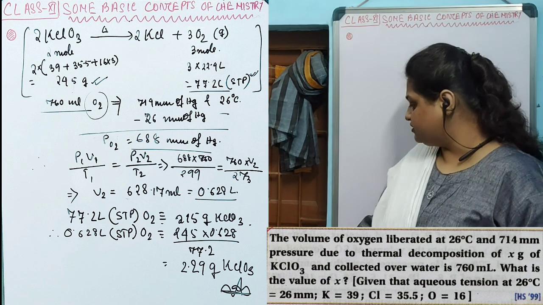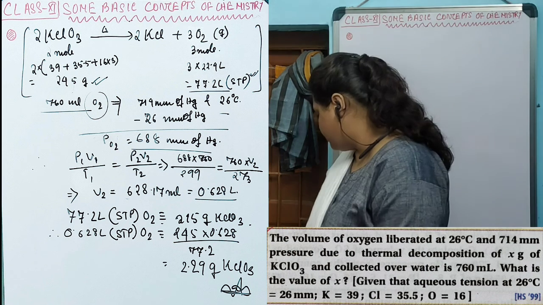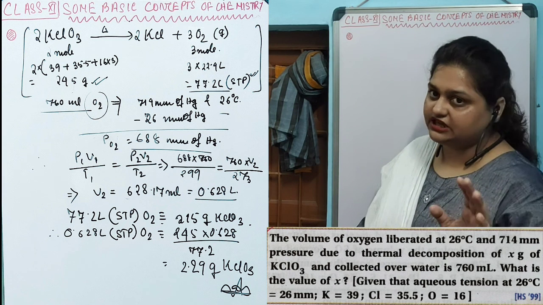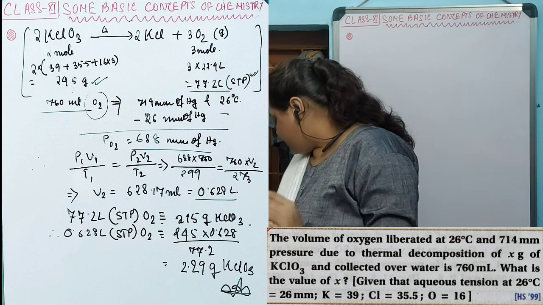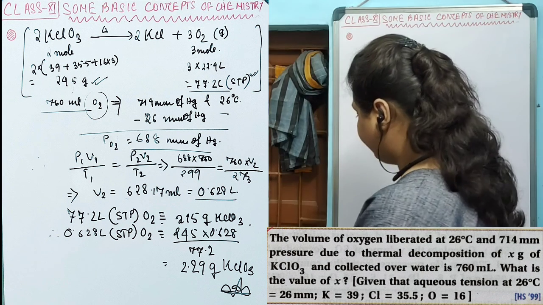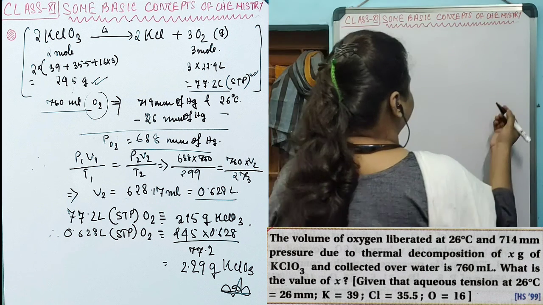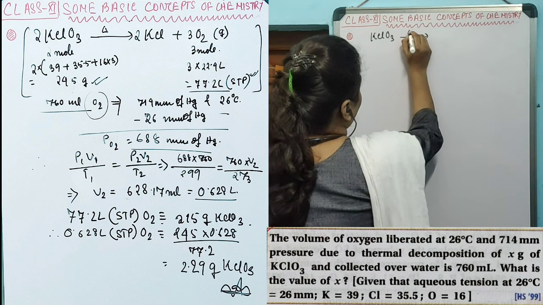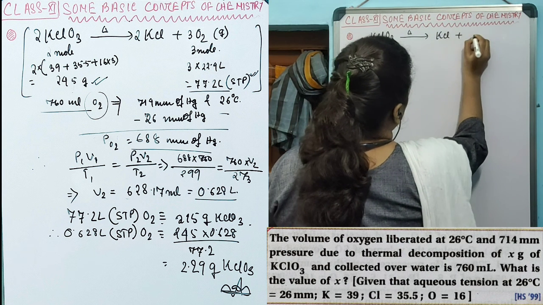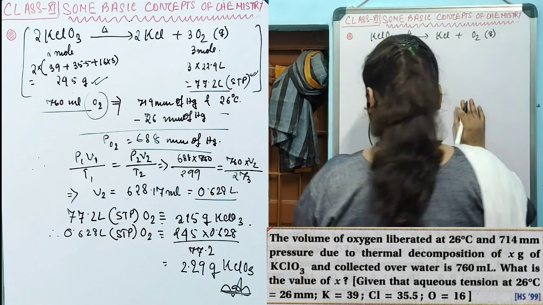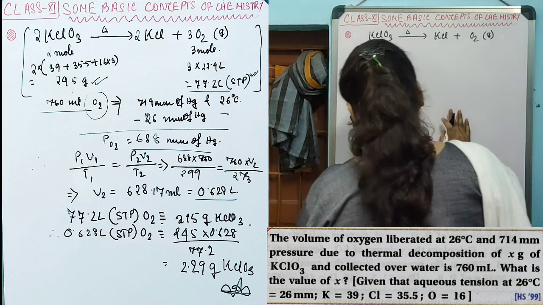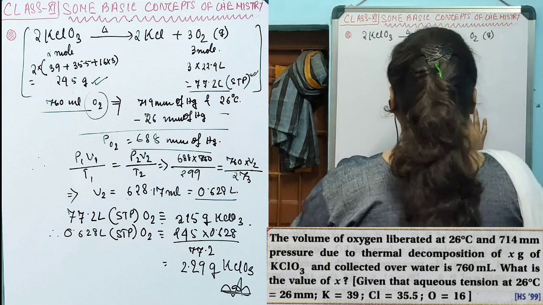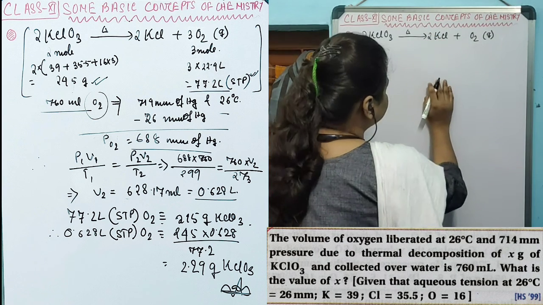Atomic mass of potassium is 39. Atomic mass of chlorine is 35.5 and atomic mass of oxygen is 16. This is the information that they had given. The question is saying that KClO3 is being decomposed. Now, KClO3 decomposes as KCl plus O2 gas. To balance this entire equation, we are going to multiply KClO3 with 2 and KCl with 2.